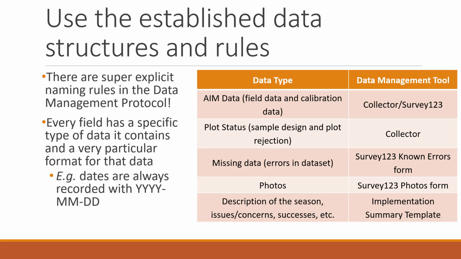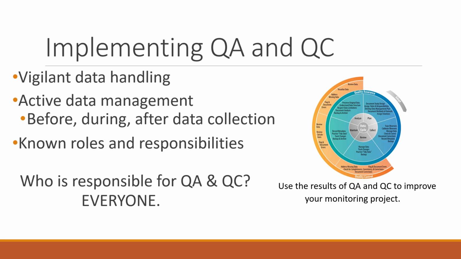There are 6 main data types that we collect for a complete AIM data package: the field data and calibration data, the plot status in Collector, the known errors form, the photos form, and the implementation summary. So QAQC means vigilant data handling, active data management in all steps of the data flow, and known roles and responsibilities. For successful collection, storage, and use of quality data, everyone in the process is responsible for quality assurance and quality control. That's it for this presentation. Thank you for listening.